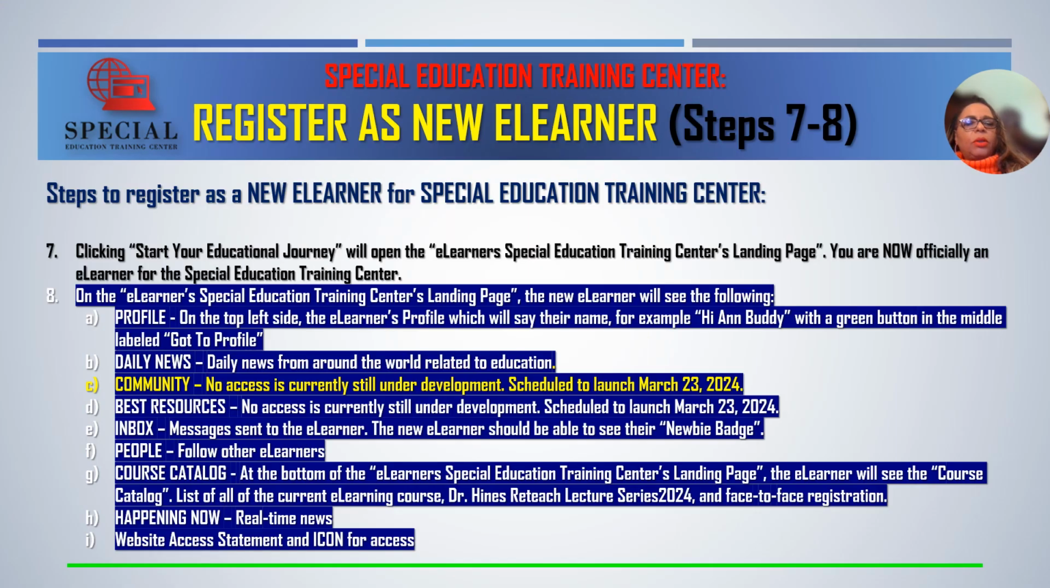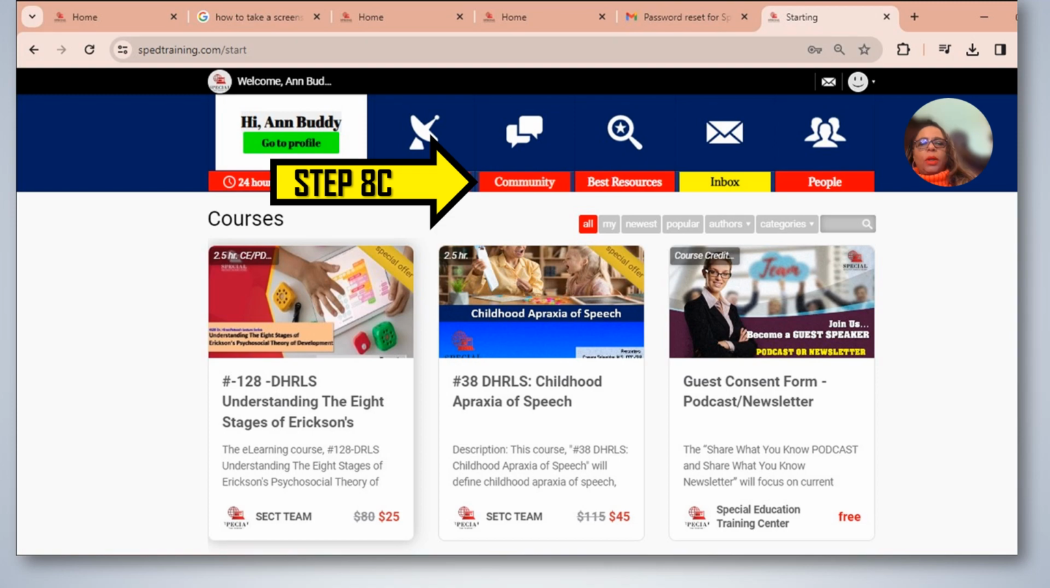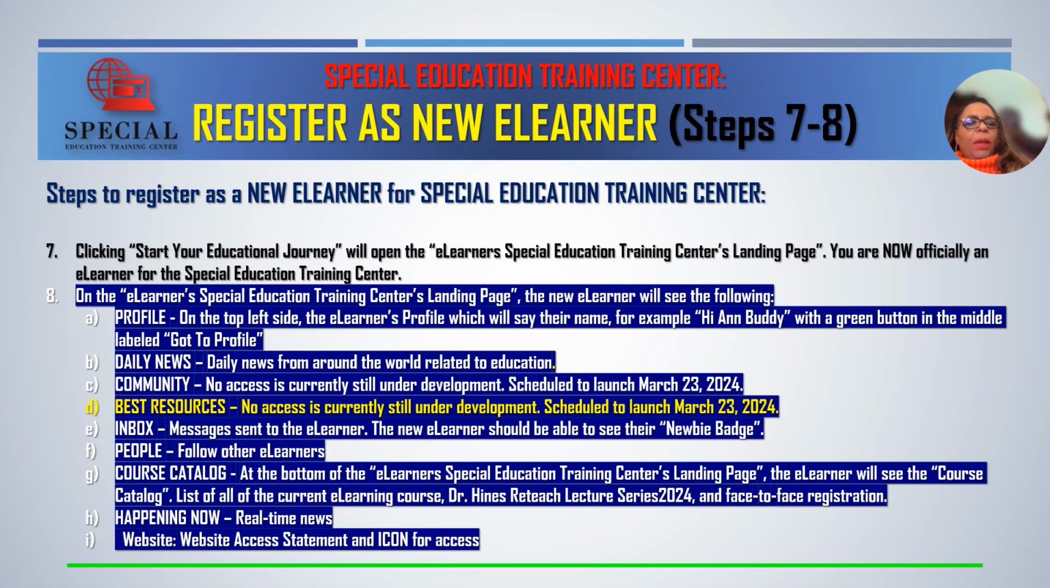The next step is community. Right now you don't have access to it, but it's been built into our learning management system because we're in the process of launching this particular part of the eLearner's website. And that's where it's located. Our best practices, you don't have access to that either. Both of those will be available March the 23rd.